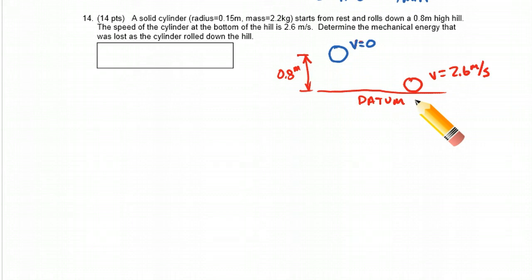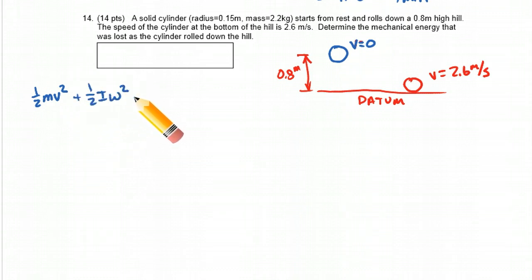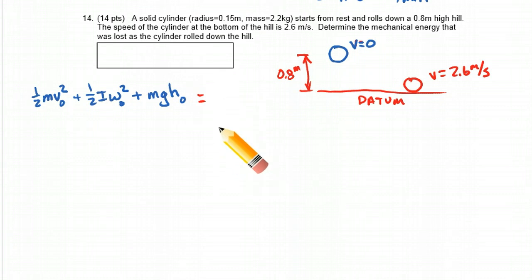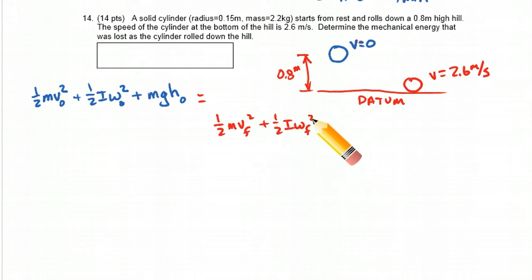So let's write out our conservation of energy equation with several terms here. We're going to have the 1/2 mv squared at the top plus 1/2 I omega squared plus mgh, and these are all we'll call them 0 or initial values. And at the bottom we're going to have 1/2 mv final squared plus 1/2 I omega final squared and an energy loss.